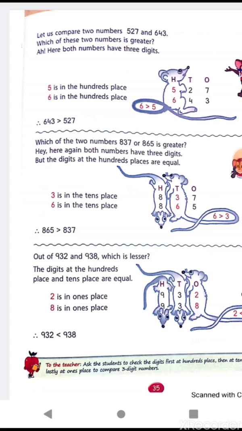Now what if the digit at hundreds place is the same in both the numbers? Then what do we do? In that case, we compare the digit at the next place, that is tens place. And the number having greater digit at tens place will be greater.